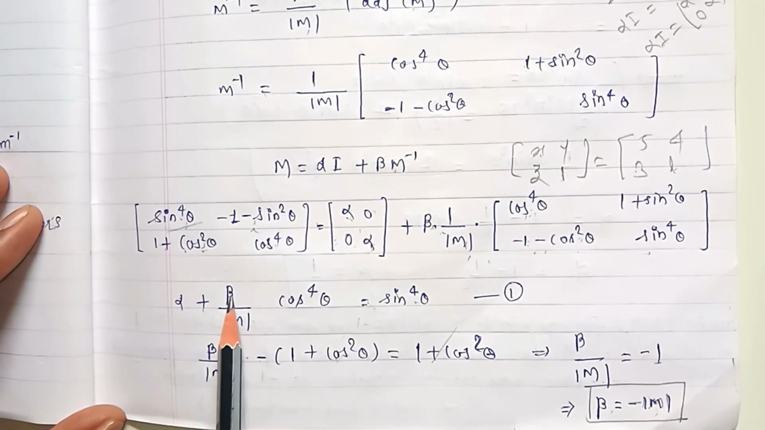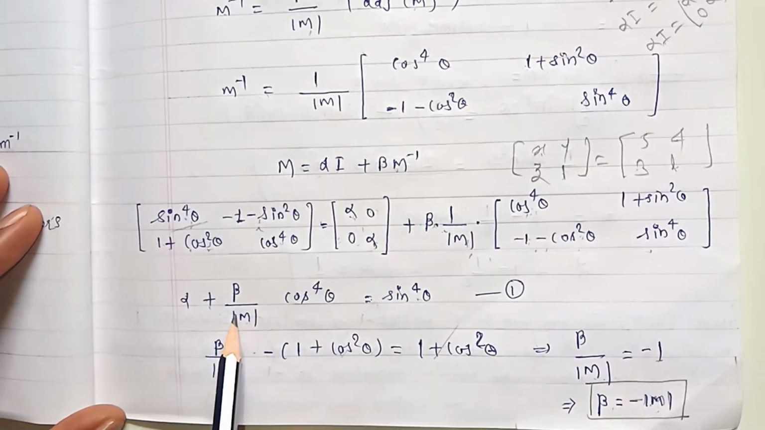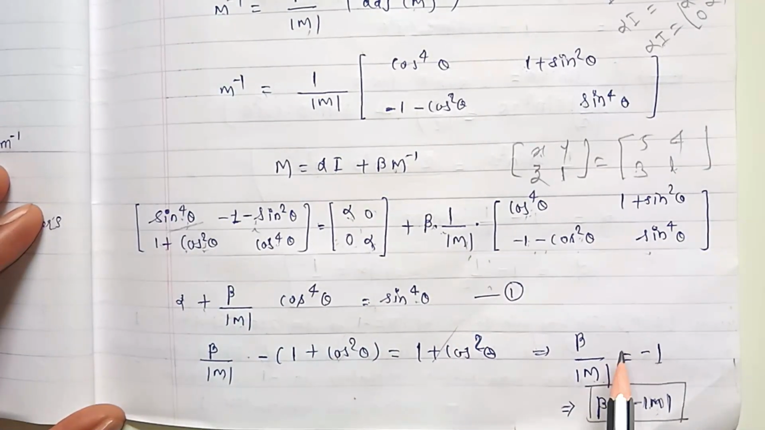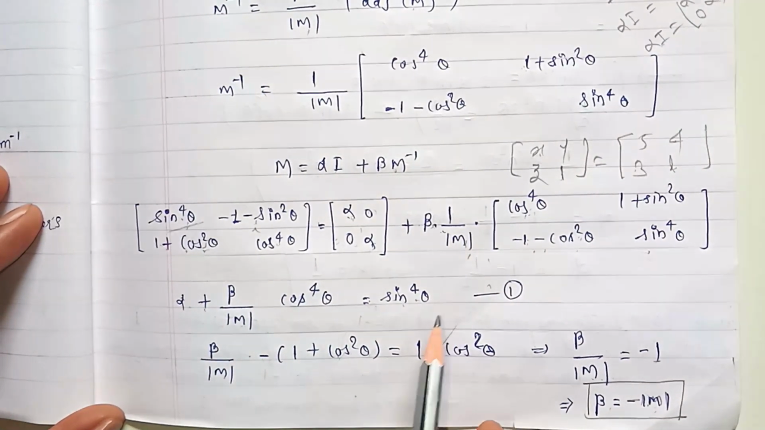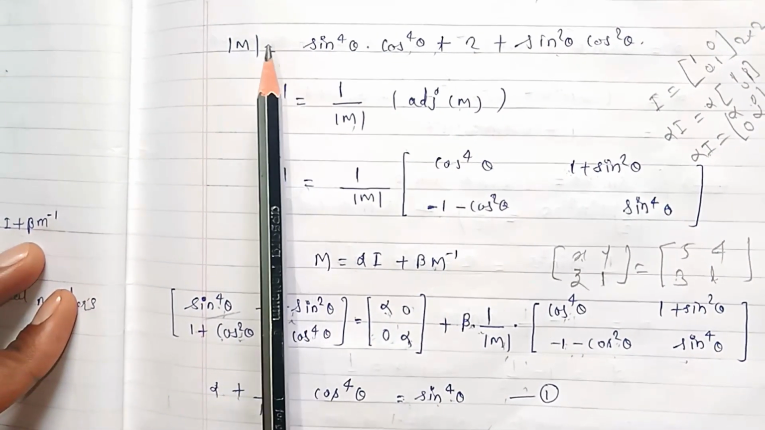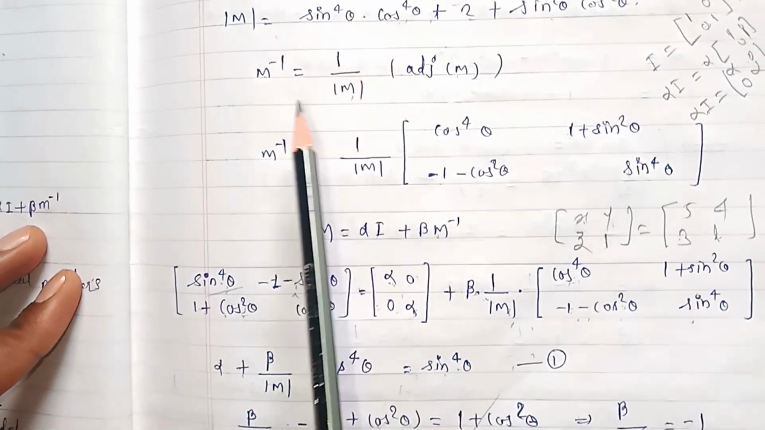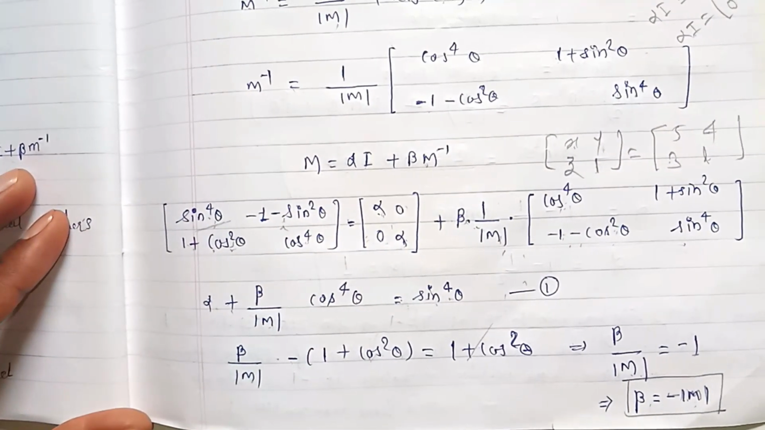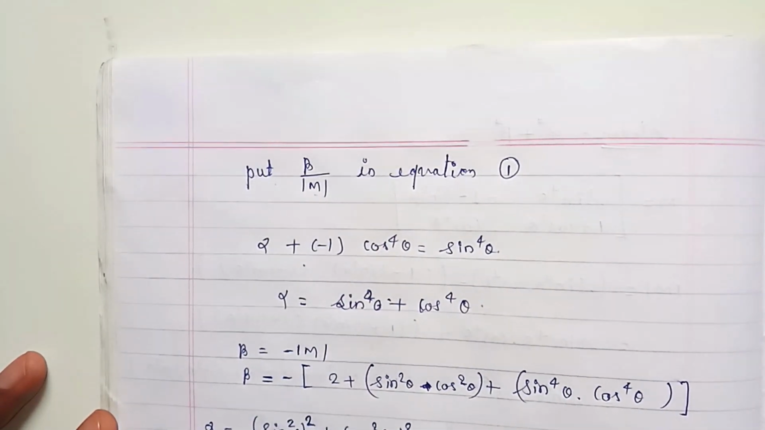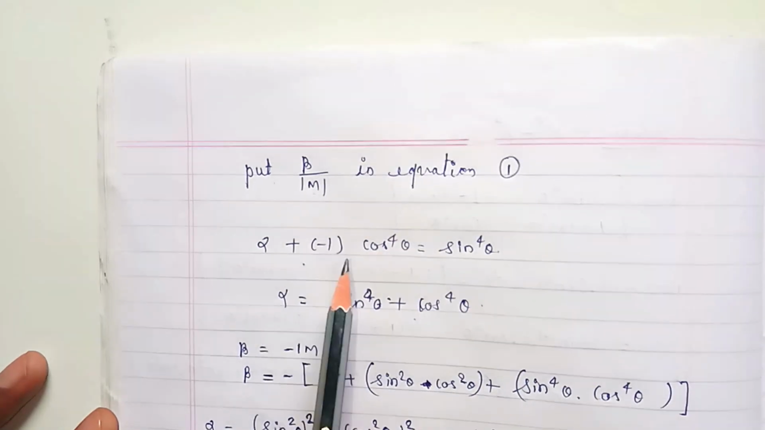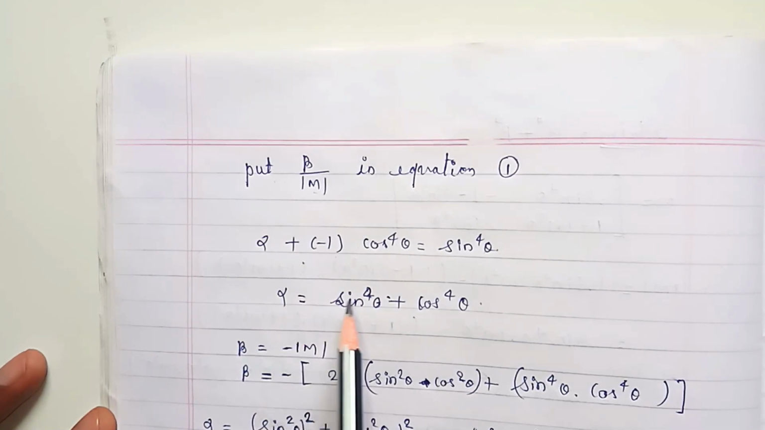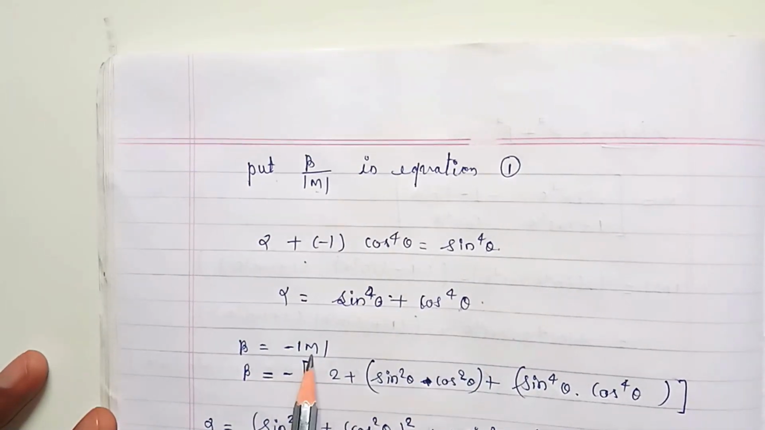Because beta by modulus of m is negative one, substitute it here. So alpha is equal to sine raised to 4 theta plus cos raised to 4 theta, and beta is a negative of m. Now let's get to our next step. By using this, I substitute beta by modulus m as negative 1 in our equation of alpha. So alpha plus negative of 1 into cos raised to 4 theta is equal to sine raised to 4 theta. So I got the value for alpha as sine 4 theta plus cos 4 theta, and beta is a negative m.